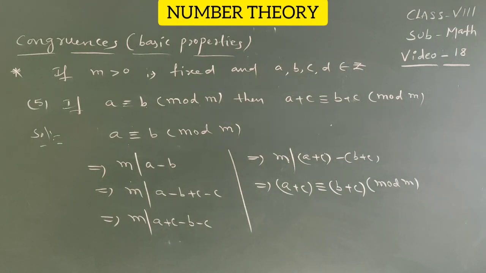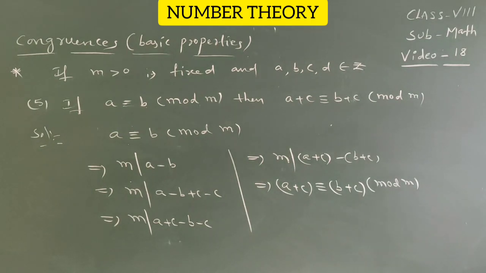Observe this one. A is congruent to B to the mod M, then we need to prove A plus C is congruent to B plus C. It means we can add the same thing to both sides of the congruence. So A is congruent to B means M divides A minus B. If you add plus C and minus C, then we pair it as A plus C and B plus C. So here M divides A plus C minus of B plus C, meaning A plus C is congruent to B plus C to the mod M.